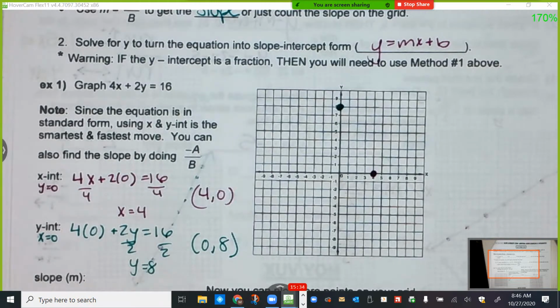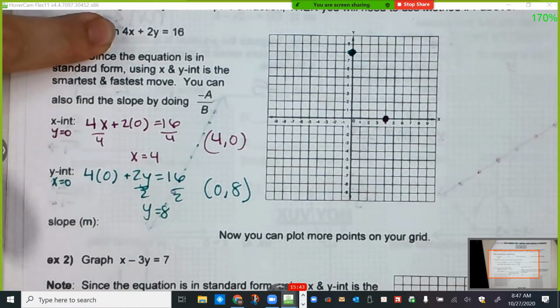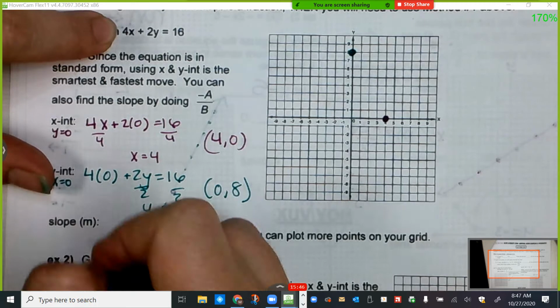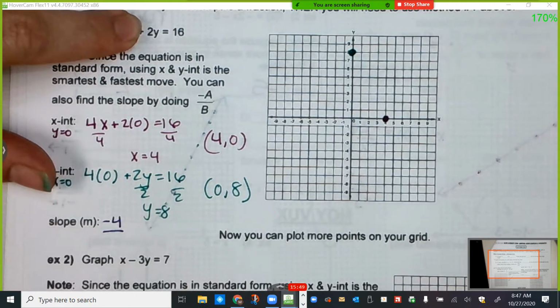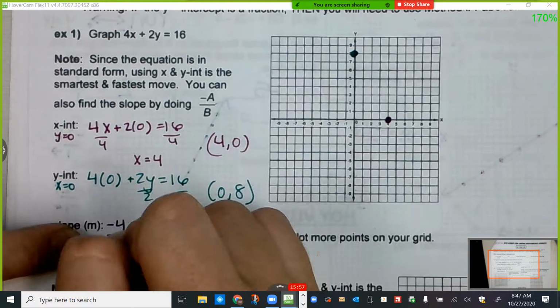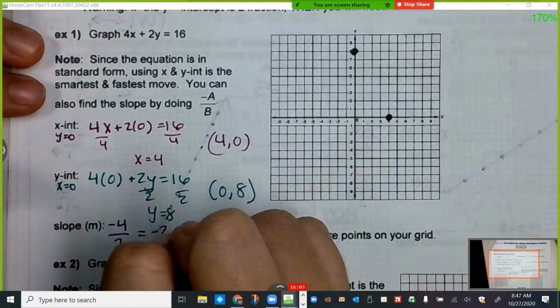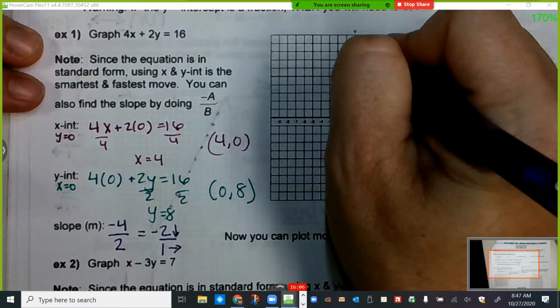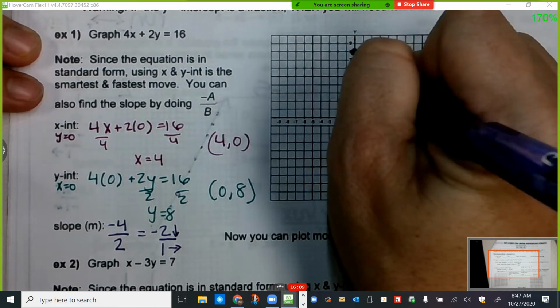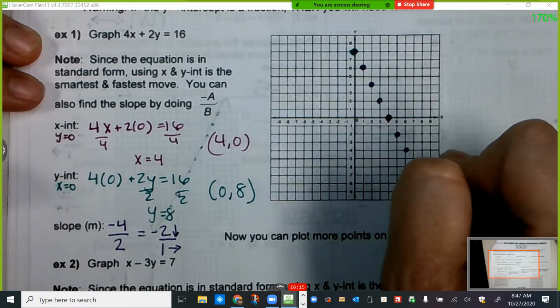Now, to plot all the points in between, you could do rise over run right here, or you can just do slope is negative a over b. What's a? 4. So negative 4 over b. What's b? 2. What's that simplified? What's negative 4 divided by 2? Negative 2, but if we want to leave it as a fraction, what are we going to put on the bottom? 1. And now negative 2 over 1 tells me to go down 2, right 1. Did it lead me back to the other point? Yes.